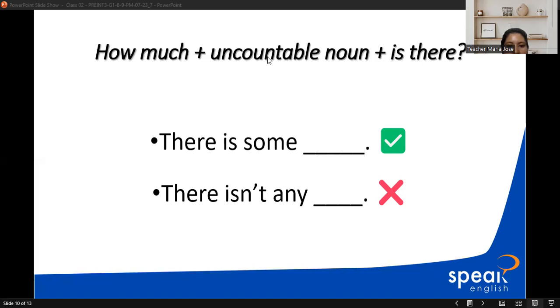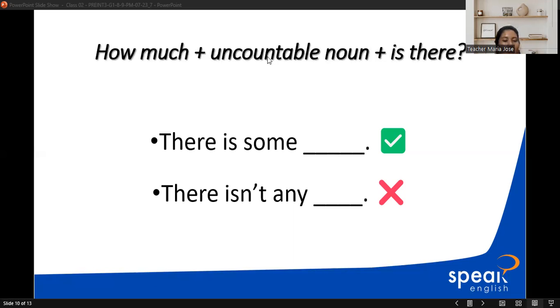Abigail, how much bread is there? Repeat, please. How much bread is there? There isn't any. Are you sure? No bread? Oh, no. There is some. Ah, okay. There is some bread. Very good. Okay, next one.